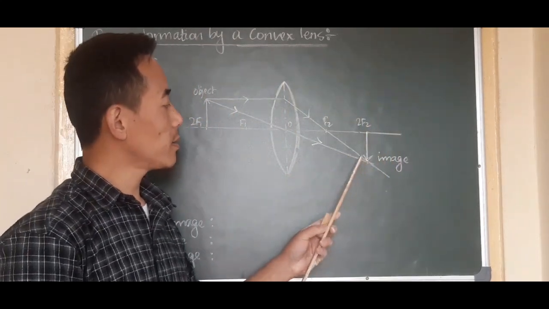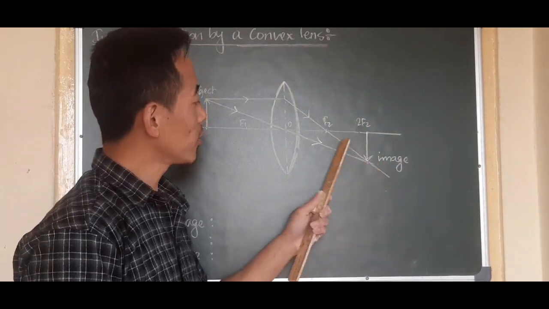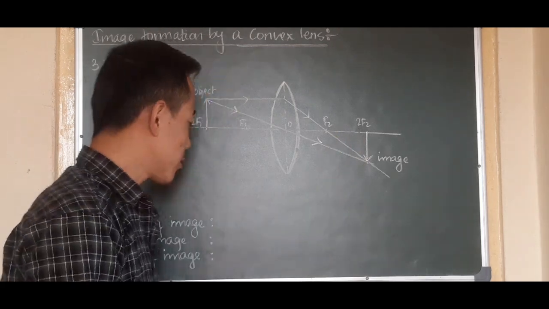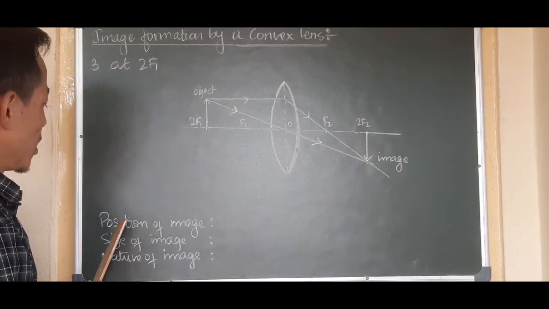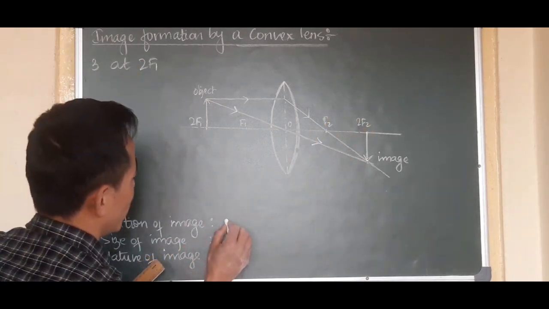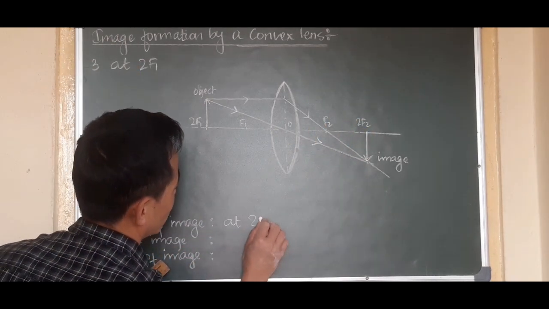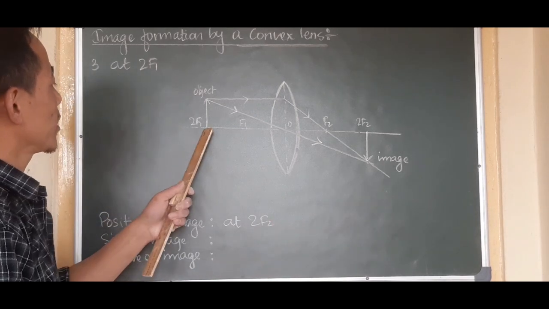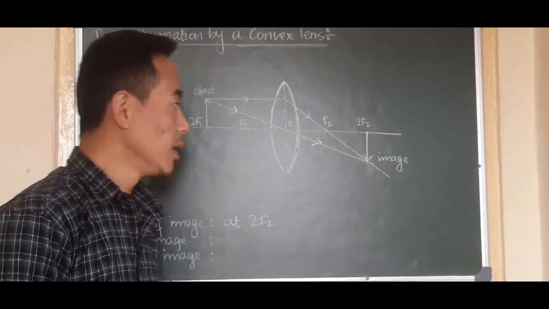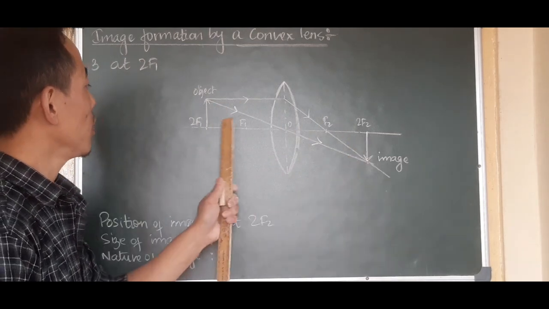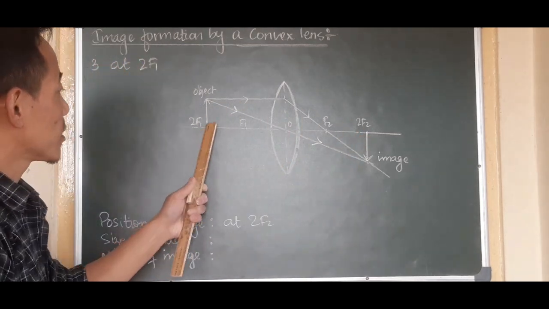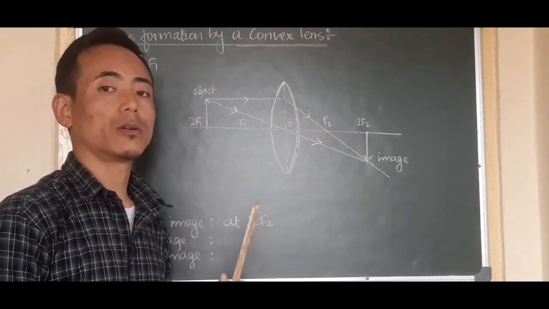So since the image is formed due to actual intersection of the refracted rays, this image will be real and inverted. Now let's write the position, size and nature. Position: you can see it is formed exactly at twice of f2. So when the object is at twice f1, image will be at twice of f2. Now since these two are at the same distances from the optical center, the size of the image and the size of the object will be equal or same.